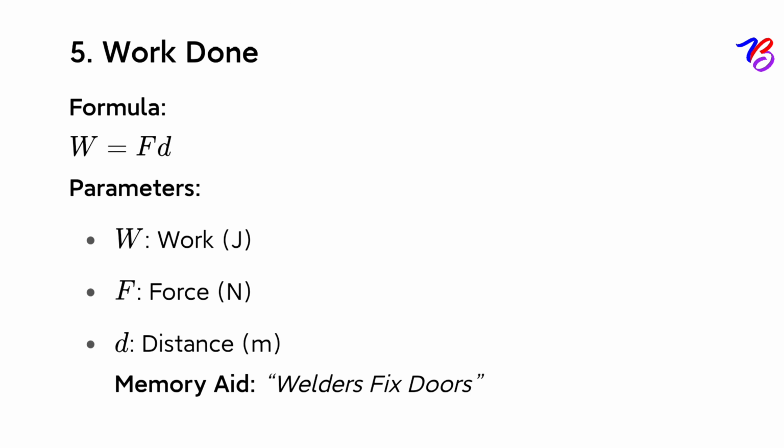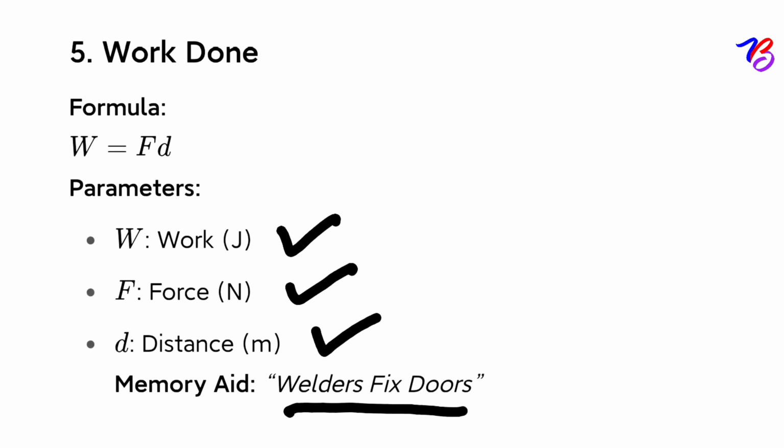Number 5, work done. Our formula is W is equal to force multiplied by distance. Are you here? So our W is our work done, our F is our force, and our D is the distance. 1, 2, 3 captured. Memory aid: Welders fix doors. Welders fix doors.